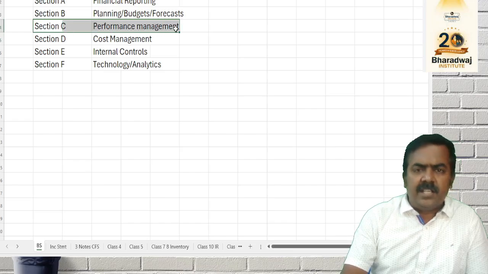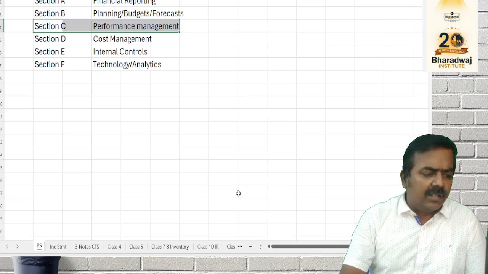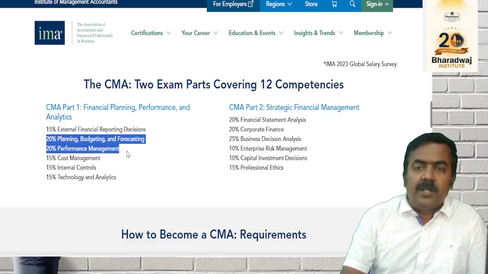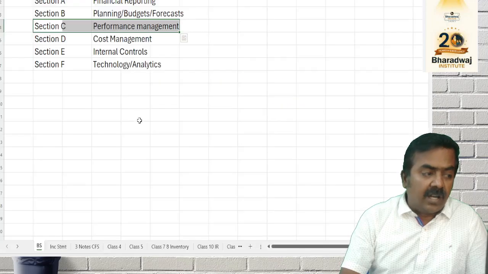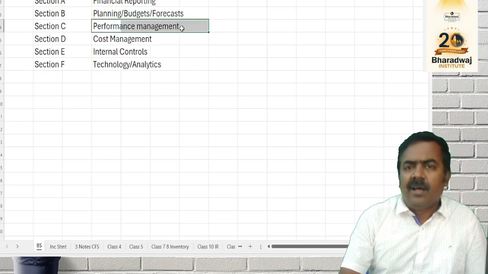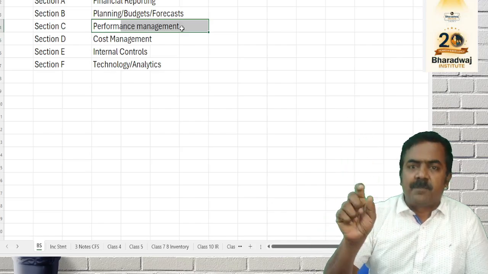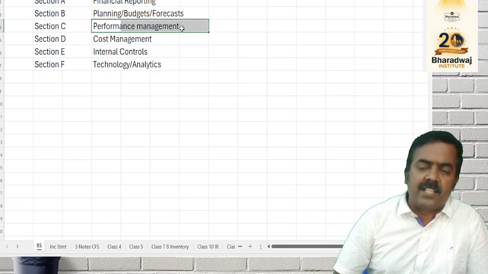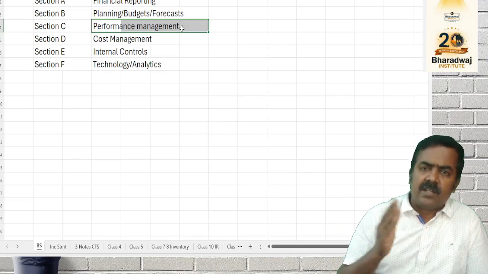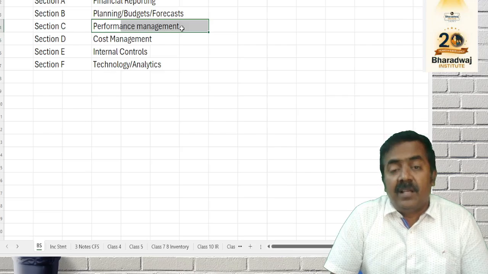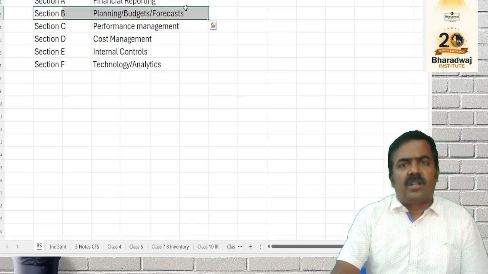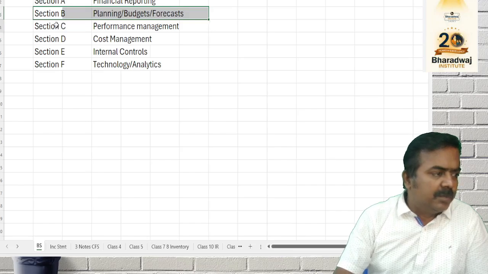Then section C is performance management. If you look at section B and C, it occupies 20%, 20%, 40%. So shall I start with section C directly? No. Without understanding what is a budget, you will not be able to understand how to do variance analysis. Budget is what you and your company are expected to do. What is performance measurement? We compare the budget with actuals. We see the variance. We measure the performance by looking at the variance analysis. So that is the second aspect, performance management. Without understanding what is a budget, it is very difficult to measure the performance.